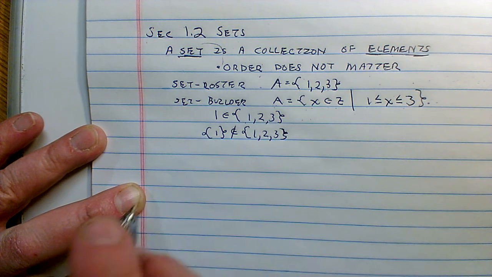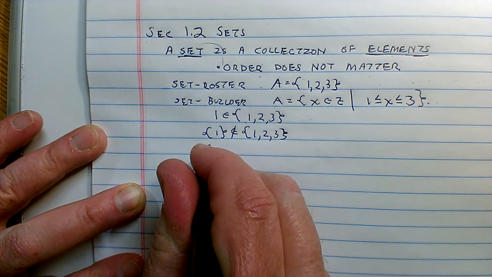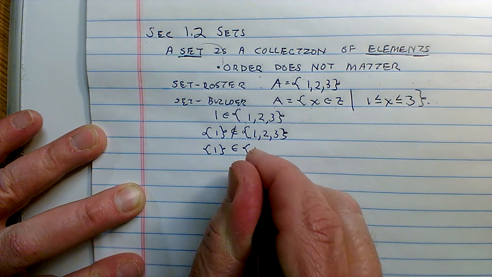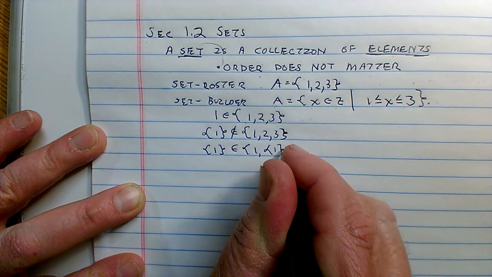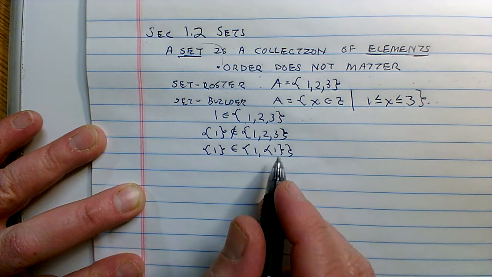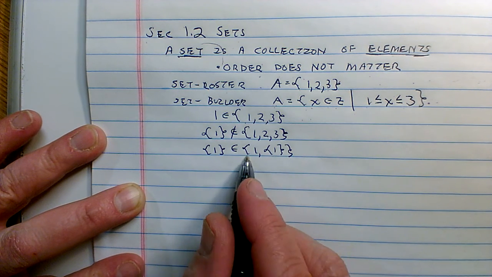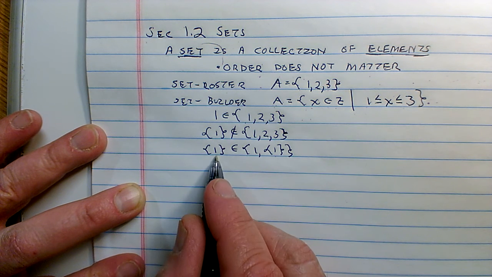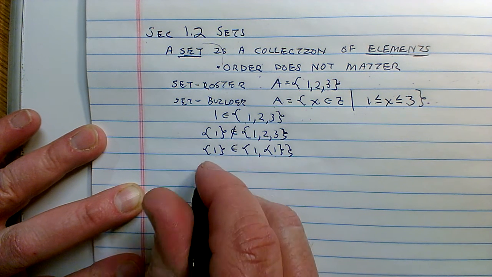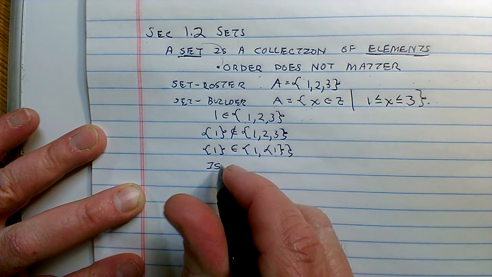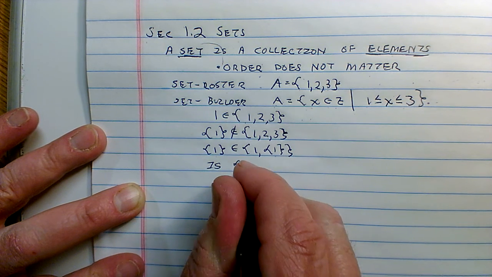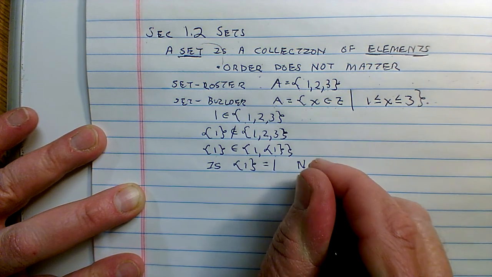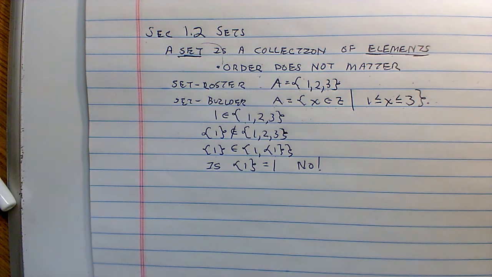All right. On the other hand, the set containing 1 is an element of this set. Here we have a set that contains another set. One of those elements is indeed another set. Is the set containing 1 then equal to 1? No, they are different things.